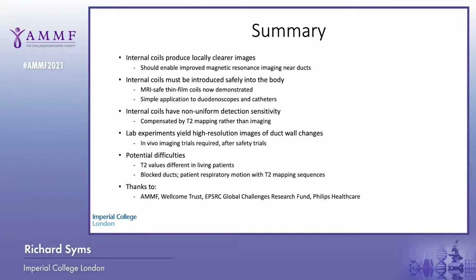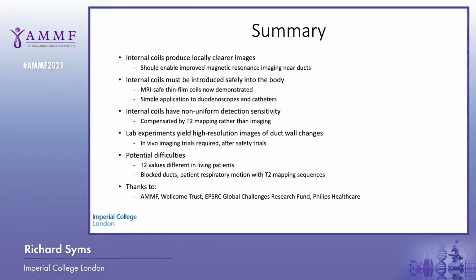Let me summarize and give the next steps. We believe that these internal coils produce much clearer images in the immediate vicinity of the important part of the liver, the duct. They need to be introduced safely into the body. We've done a lot of work on this, and we think that what we've got is potentially fairly safe. And we've got a method of making use of the information to produce these nice clear displays in the form of T2 maps. And the lab experiments that we've done so far all look pretty promising, really.